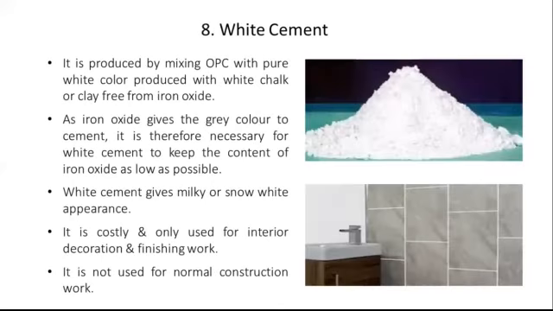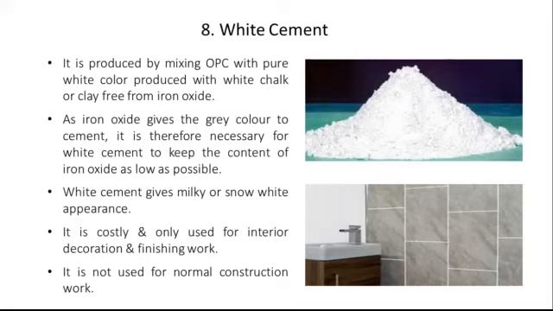So now next is white cement. It is produced by mixing ordinary Portland cement with a pure white material such as white chalk or clay free from iron oxide. In ordinary Portland cement, we add iron oxide. As iron oxide gives the grey color to cement, it is necessary for white cement to keep the content of iron oxide as low as possible. In white cement, we cannot use iron oxide. White cement gives a milky or snow white appearance. It is costly and only used for interior decoration and finishing work. It is not used for normal construction work.